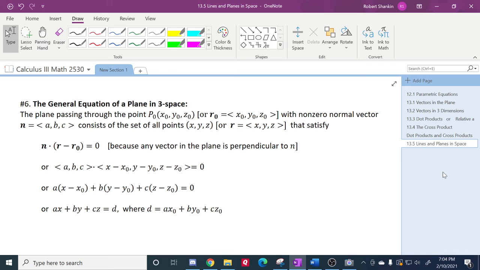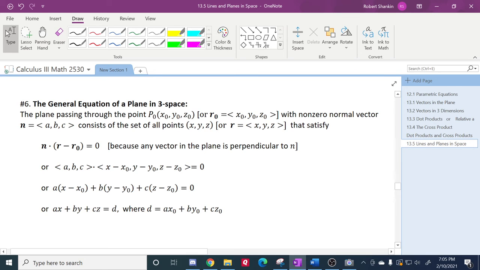Consists of the set of all points x, y, z. Now the points x, y, z can also be thought of as the vector emanating from the origin that goes from 0, 0 to x, y, z, which we'll call r, that satisfy the dot product of n and r minus r0 is 0, because any vector in the plane is perpendicular to n, and then it has these other variations of this formula.